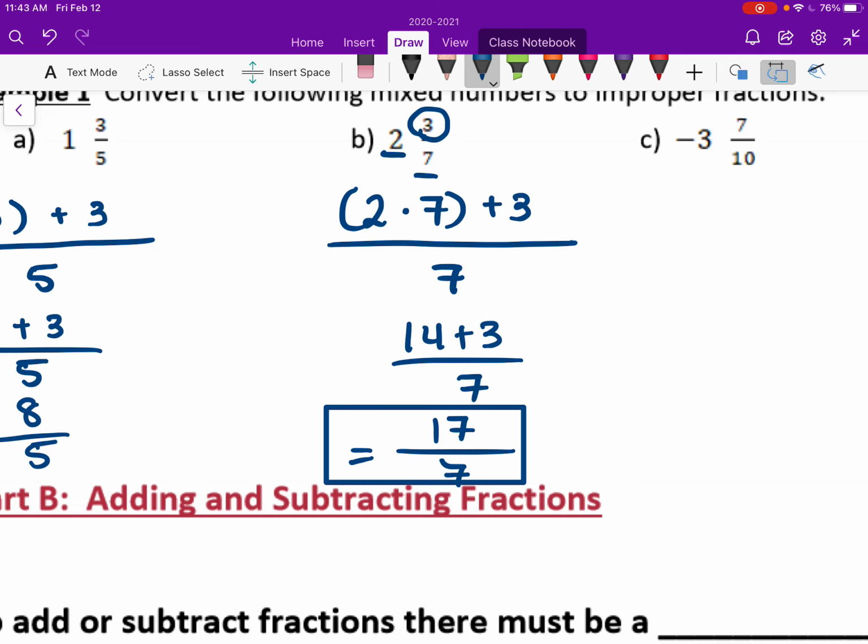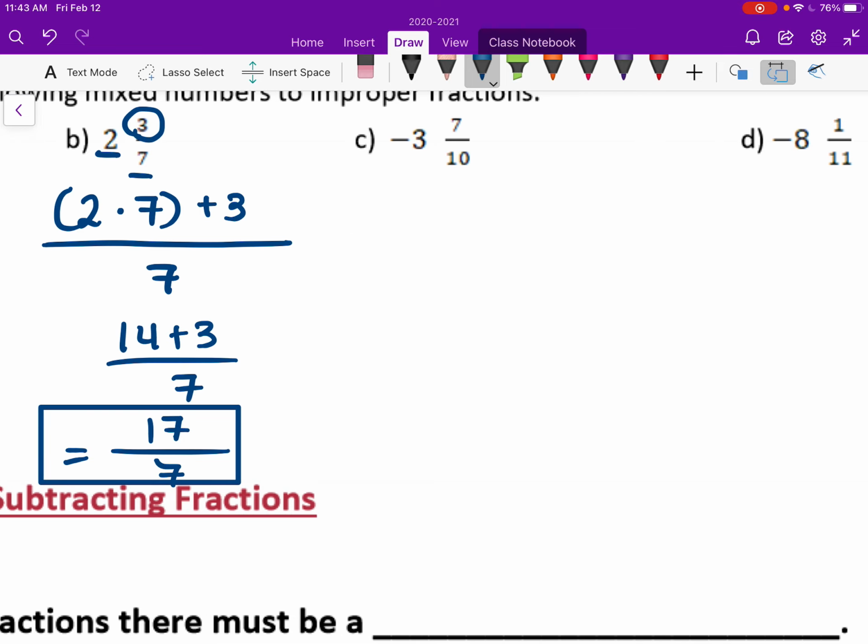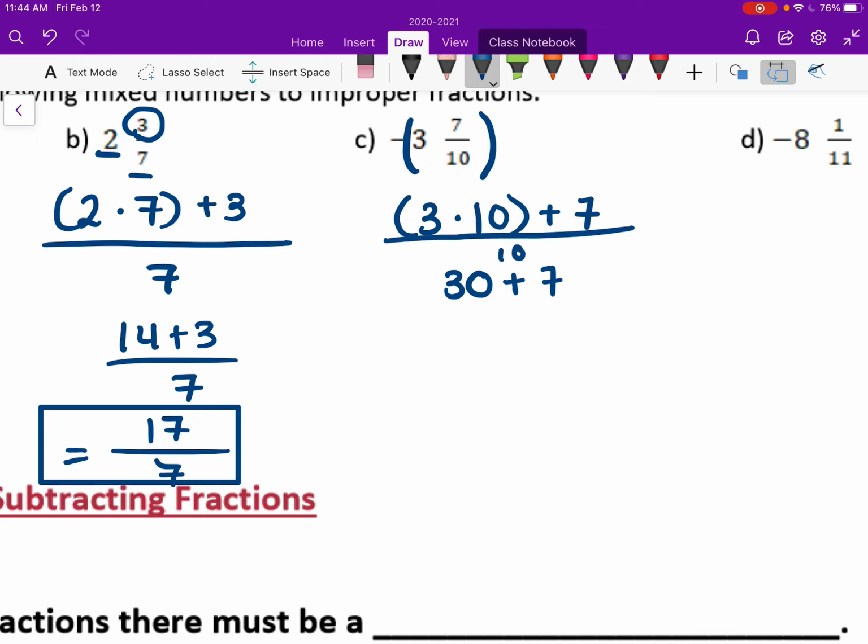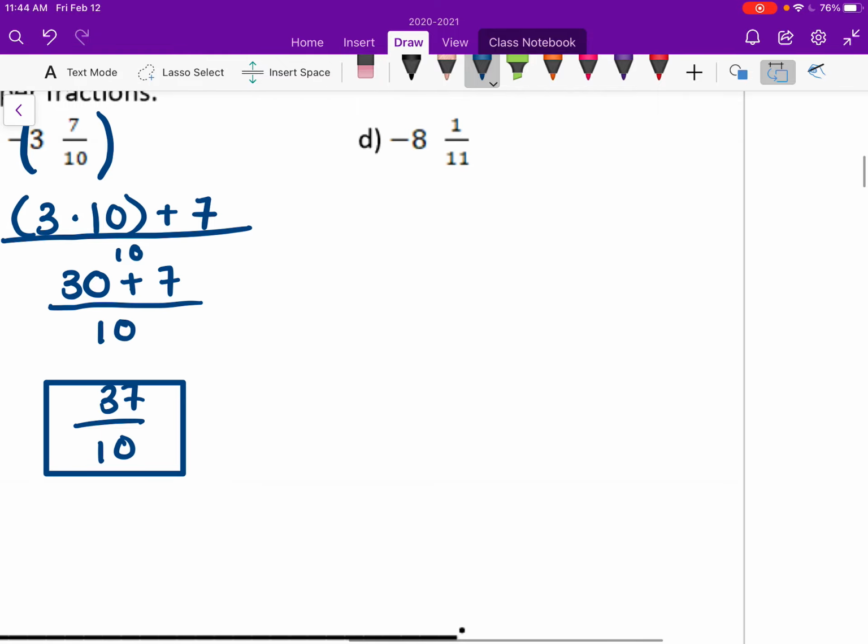That's my answer. And then C, we're going to leave the negative out of this for now. Let's just not deal with the negative right now. Let's just do 3 times 10, and we'll just put the negative in once we're done. 3 times 10 plus 7. 3 times 10 is 30 plus 7, all of this over 10. 37 divided by 10 is 37 over 10.